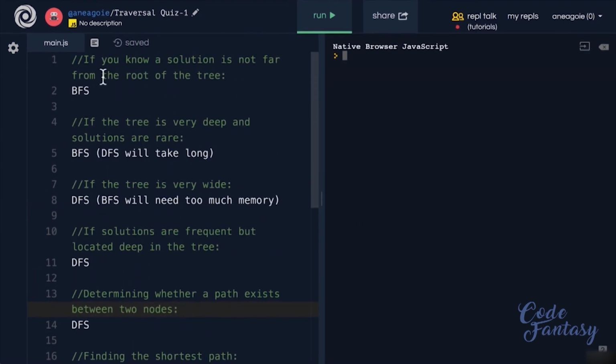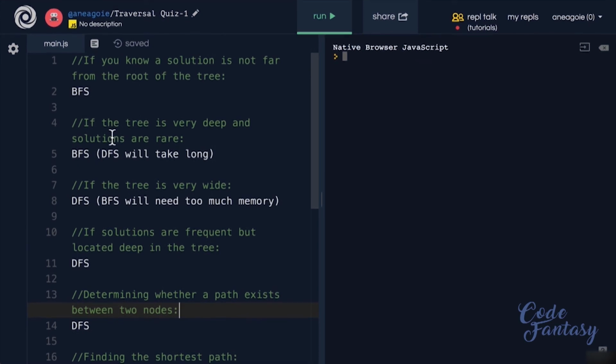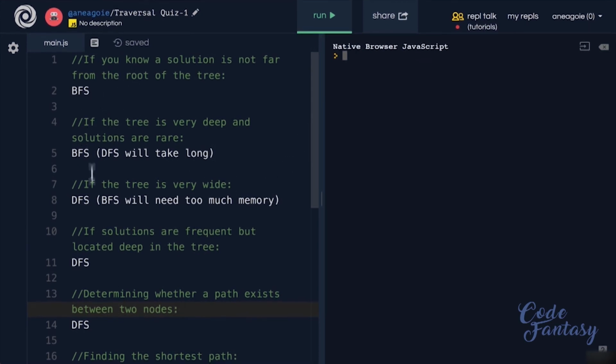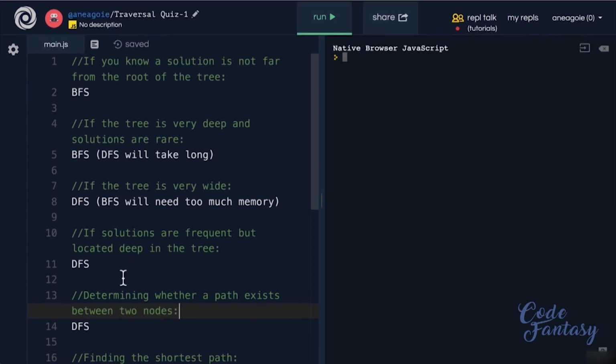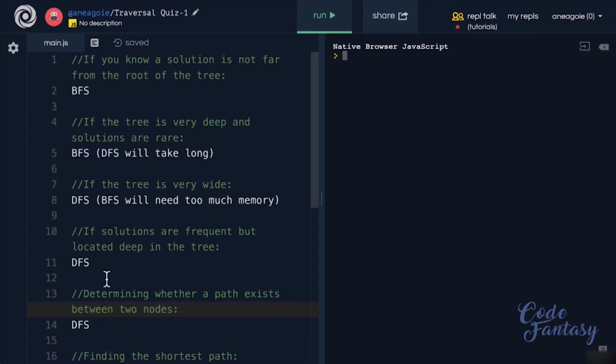Now, keep this document in mind and revisit it as we learn more and more about these two algorithms, because things are going to start making sense more and more. But this is a good sheet to keep in mind before you go to an interview in case you get asked these questions. Enough talking for now.